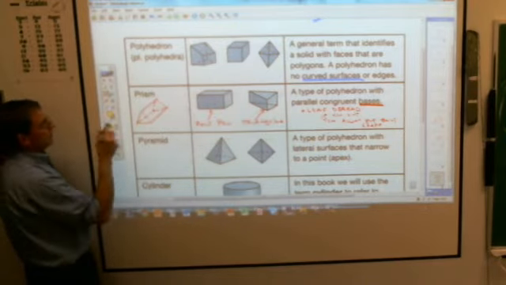Now, what's the difference between that and a pyramid? Okay, it comes to a point, and that's simply it. This is a square pyramid because its base is a square. This is a triangular pyramid because its base is a triangle.